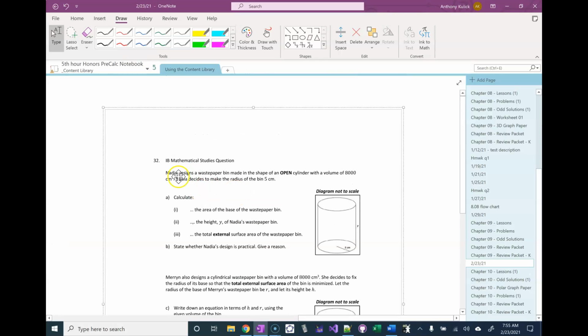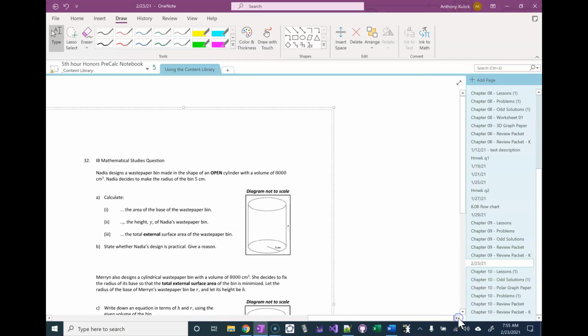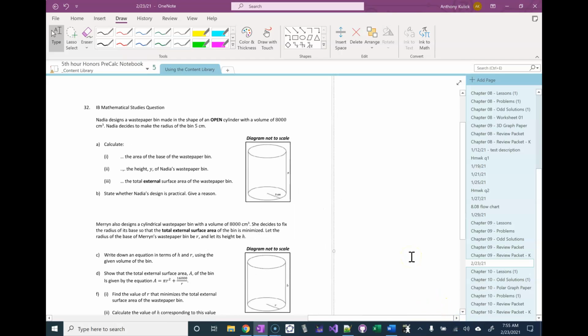It says that Nadia designs a waste paper bin made in the shape of an open cylinder with a volume of 8,000 cubic centimeters. Nadia decides to make the radius of the bin 5 centimeters. Do you guys know what it means when it says open cylinder? It's like a garbage can, right? It has no top on it, so you can put your junk in it. Okay, calculate the area of the base. Well, I mean, just pi times 5 squared.